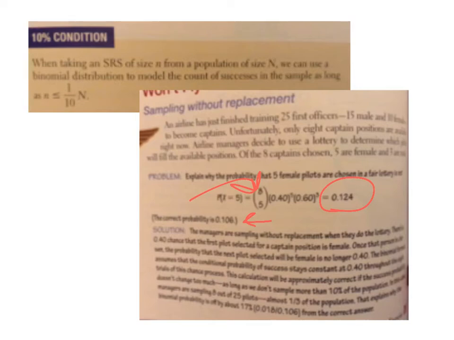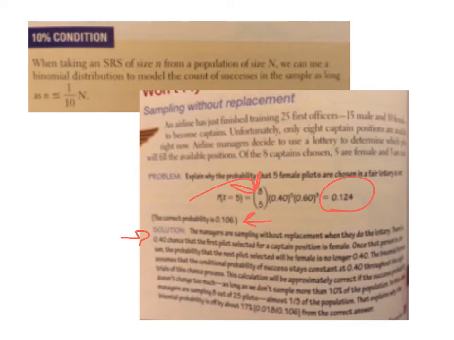The first pilot has a 40% chance of being a female. Once that person is chosen, the probability that the next one will be a female is no longer 40%, no longer 0.4. My binomial formula, however, assumes that it has to stay constant at 0.4.